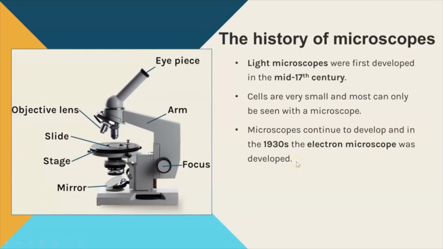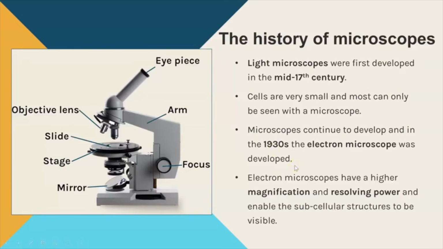Microscopes continued to develop, and it was in the 1930s that the electron microscope was developed. Now, the electron microscope has a much higher magnification and resolving power compared to the light microscope. And we'll go through later on what those two terms mean. But what it meant for the use of microscopes is we were now able not just to see the cells, but to see the inside of cells, and we call that the subcellular structures.